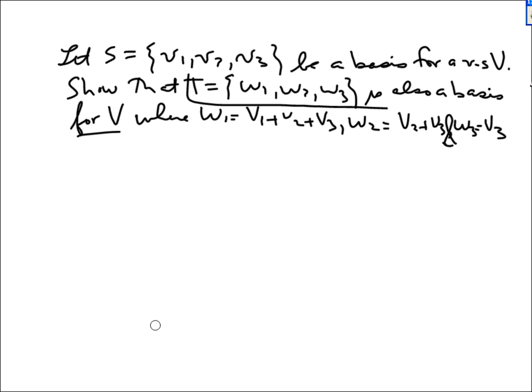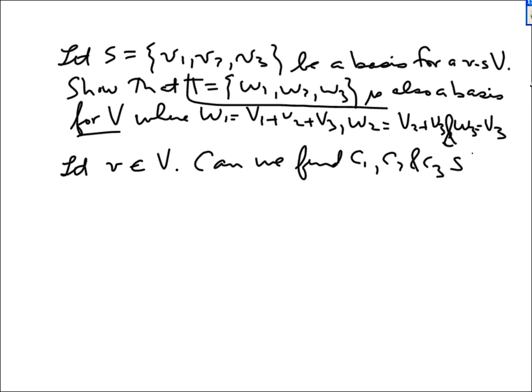Okay, so let little v be in V. Can we find C1, C2, and C3 such that little v is C1 times W1 plus C2 times W2 plus C3 times W3? Can we find that? Answer is yes or no.